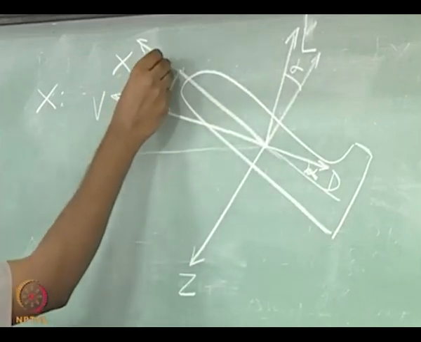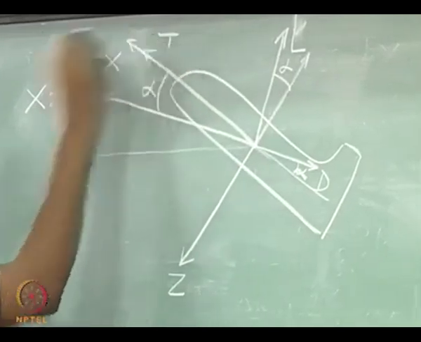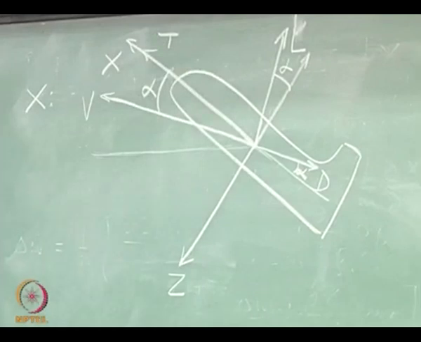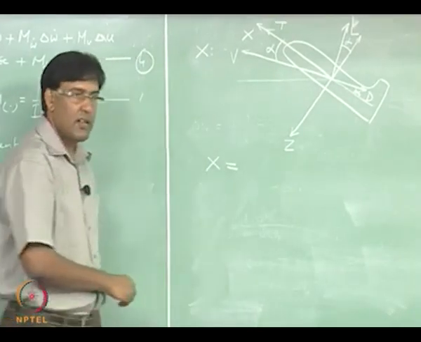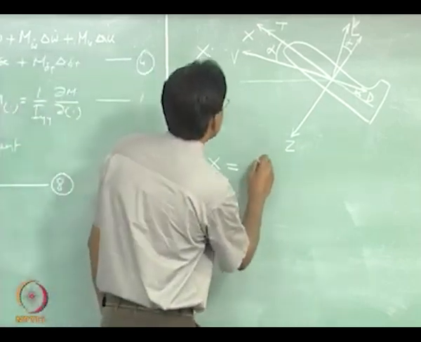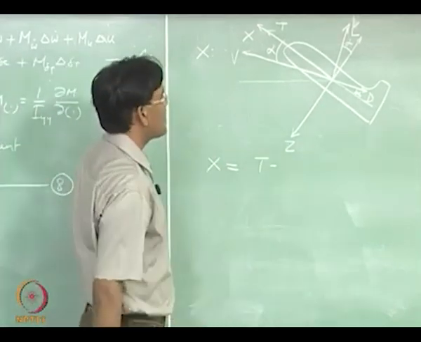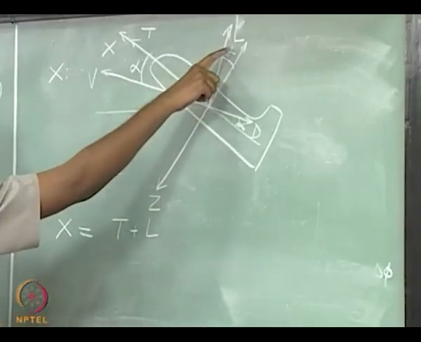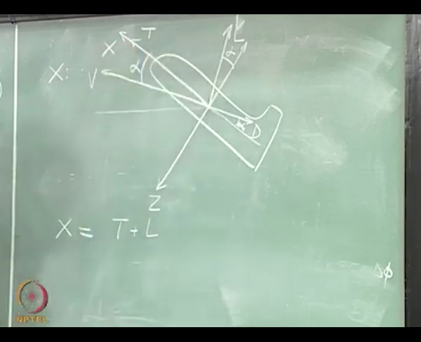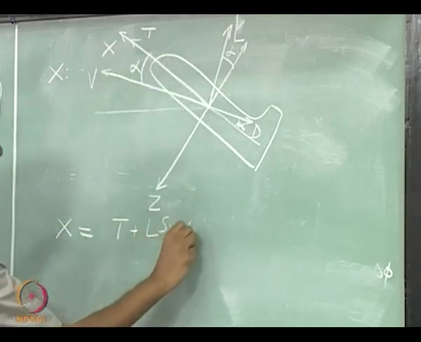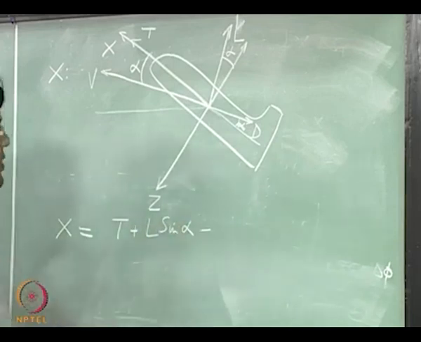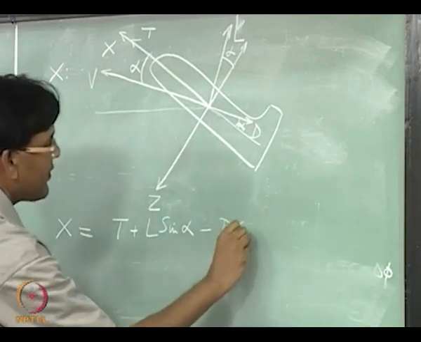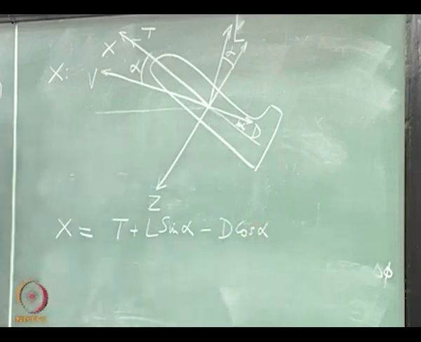So, if I say that the thrust is acting along the body fixed x axis, then this force x is T plus a component of lift is going to act towards the body fixed x axis, right.